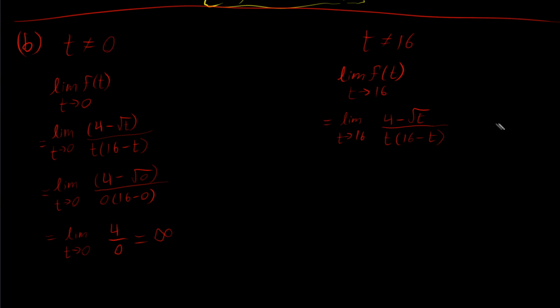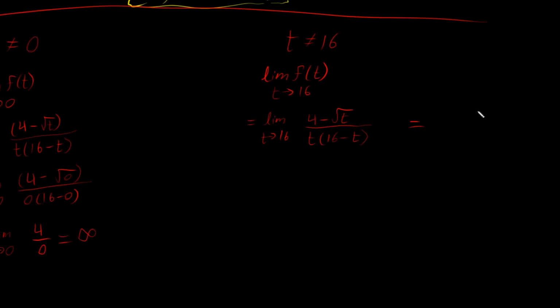Okay, now if we just plug in the value of 16, what will we end up getting? What we'll end up getting is (4 minus square root of 16) divided by 16 times (16 minus 16). So we'll end up getting 0 divided by 0. And from this, we don't know what this value is. So instead of doing this, let's see if we can break up this denominator and get something useful from here.